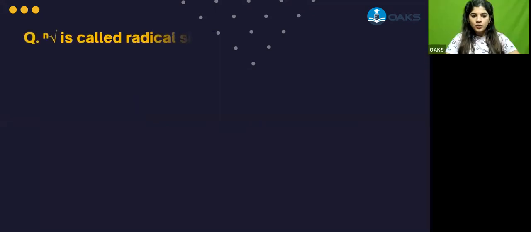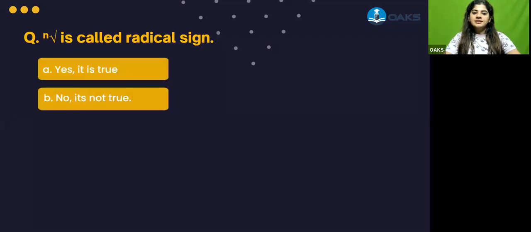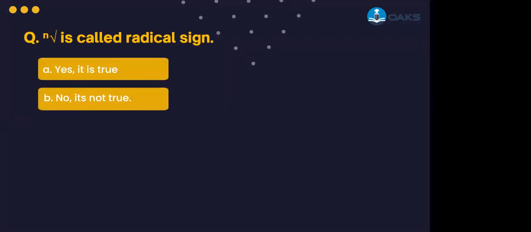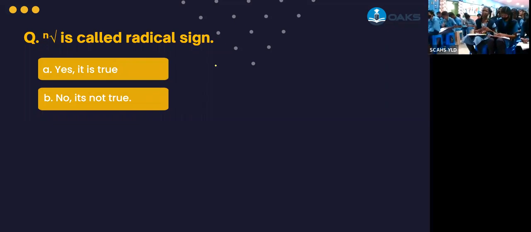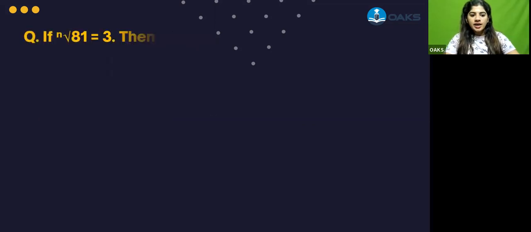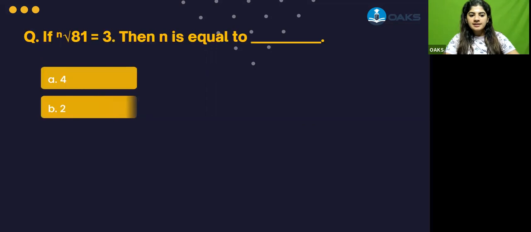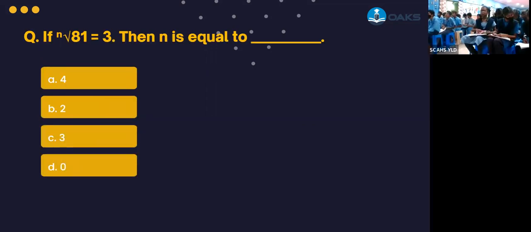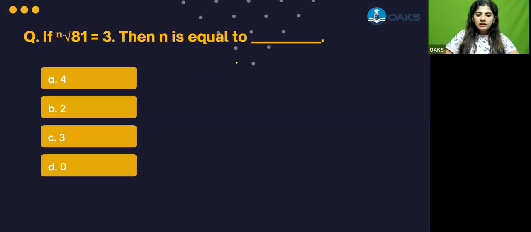Moving ahead, what do we have here? Tell me. Good. 1 and 2 answered correctly. Yes, it is true. Now, can you answer this? Write it down. It's 81 and 3.